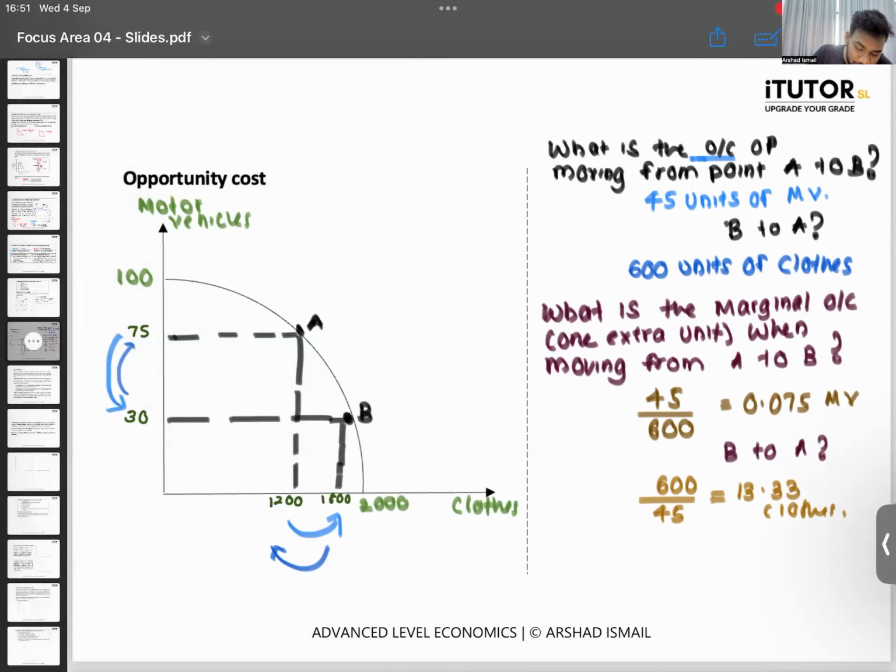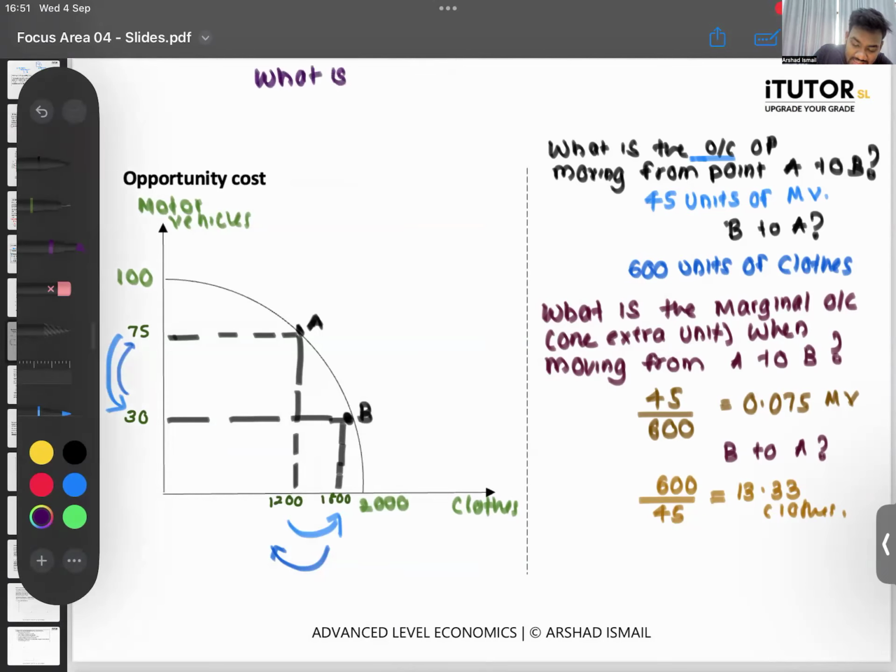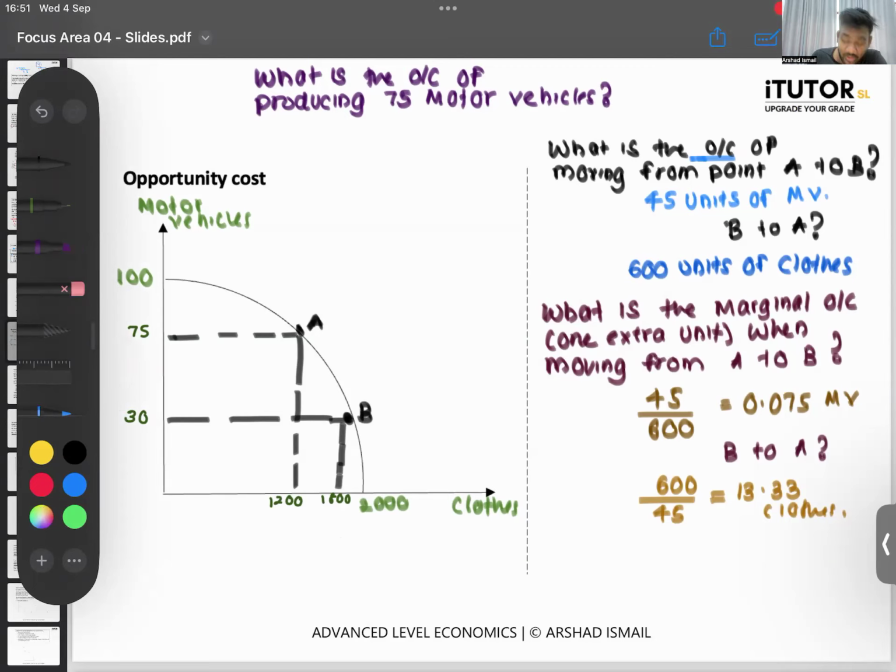I'll write it on top here. What is the opportunity cost of producing, let's say, 75 motor vehicles? Can you all give me an answer for this? What's the opportunity cost of producing 75 motor vehicles? Think. Is it 600 or 800? That's what I want you to think.